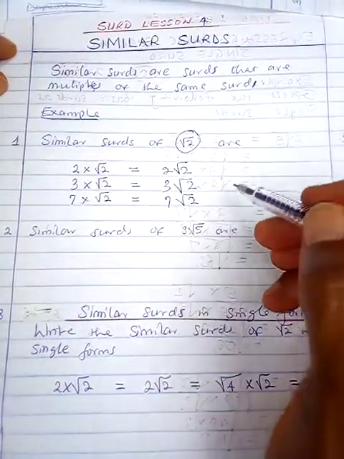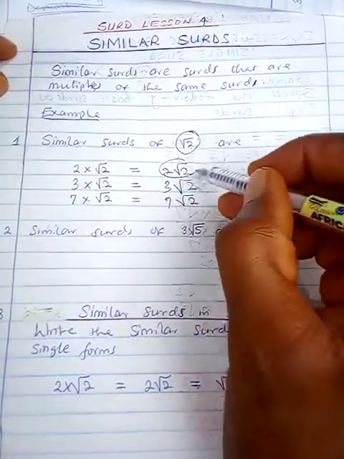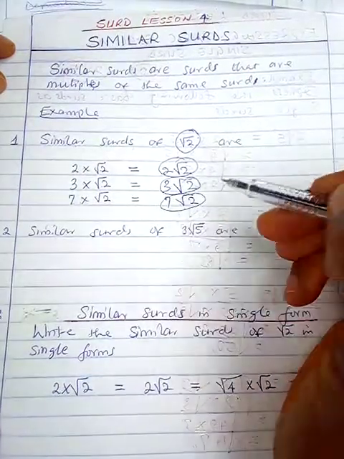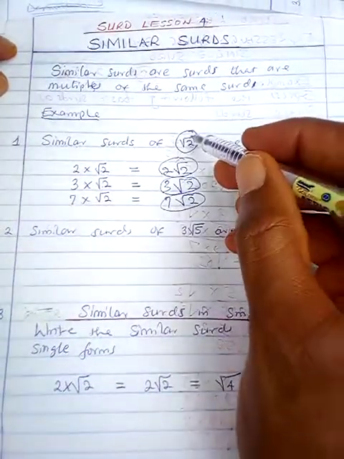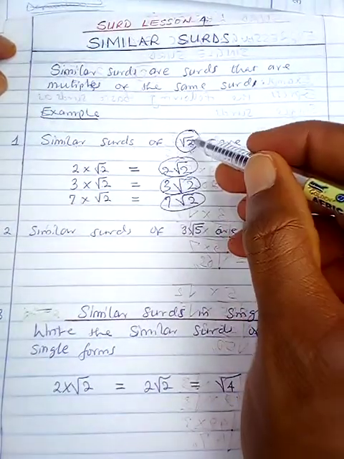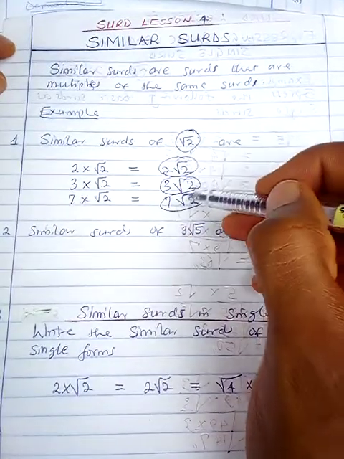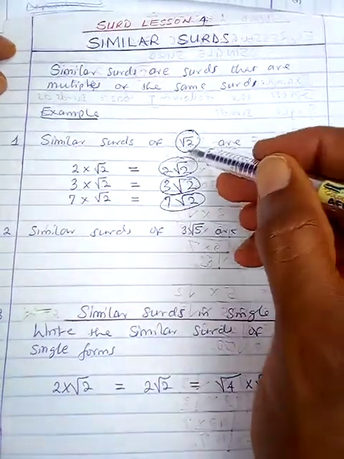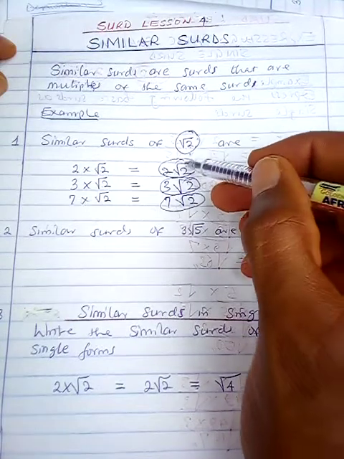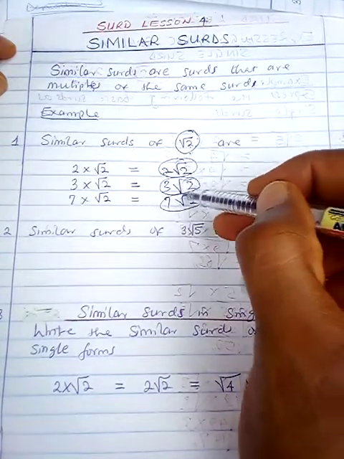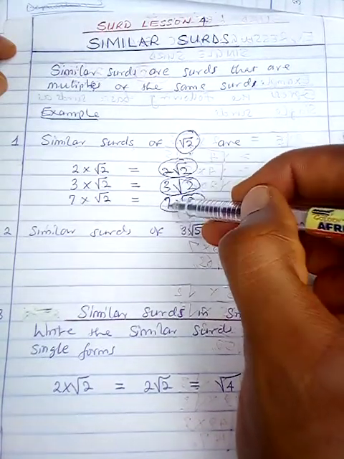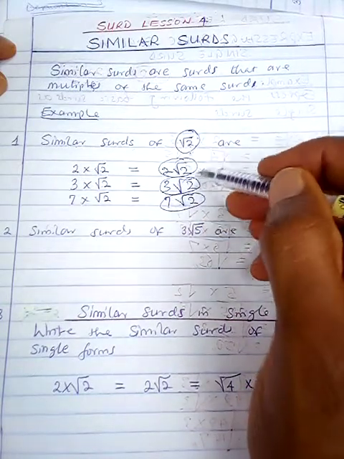So at the end, you see that this sword and this one and this one and this one, they are all similar swords because they are multiples of the same sword, which is sword 2. So here you see that you have sword 2 here. This one has sword 2, sword 2, sword 2. So irrespective of the number that is their multiple, they are all similar.